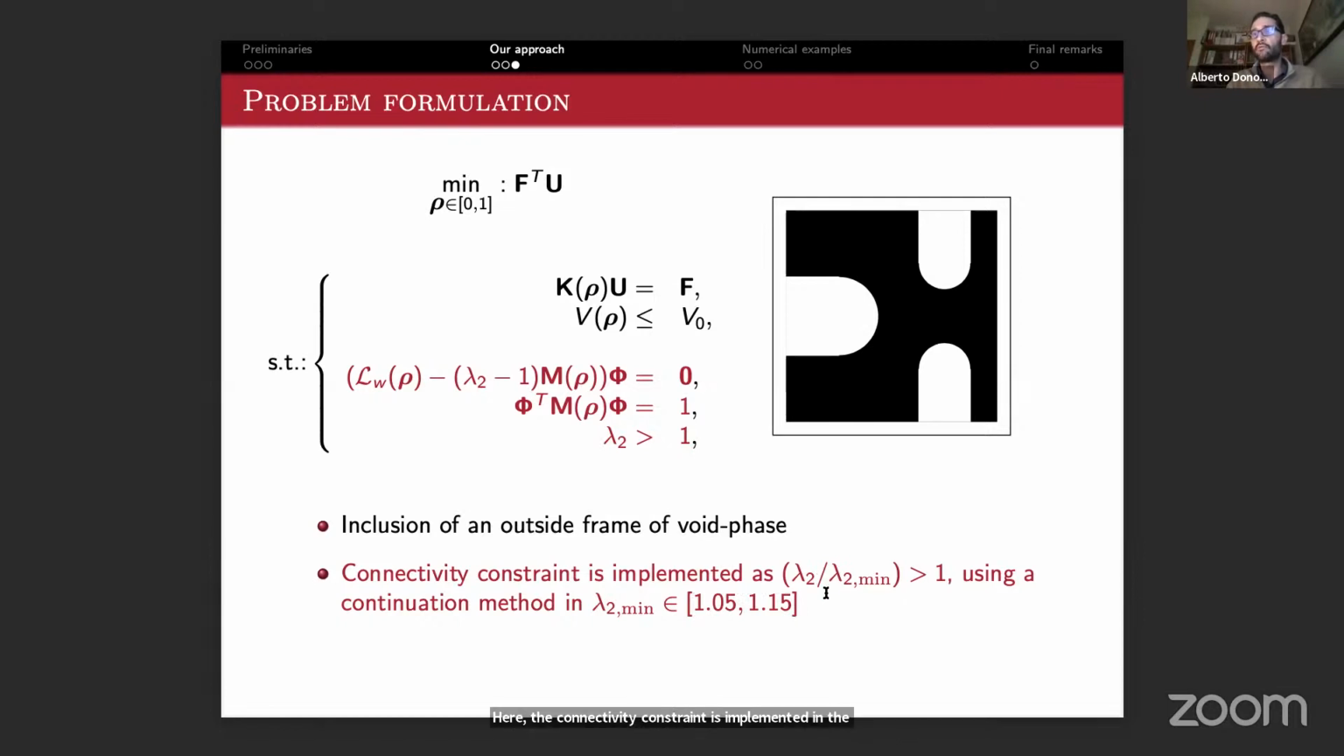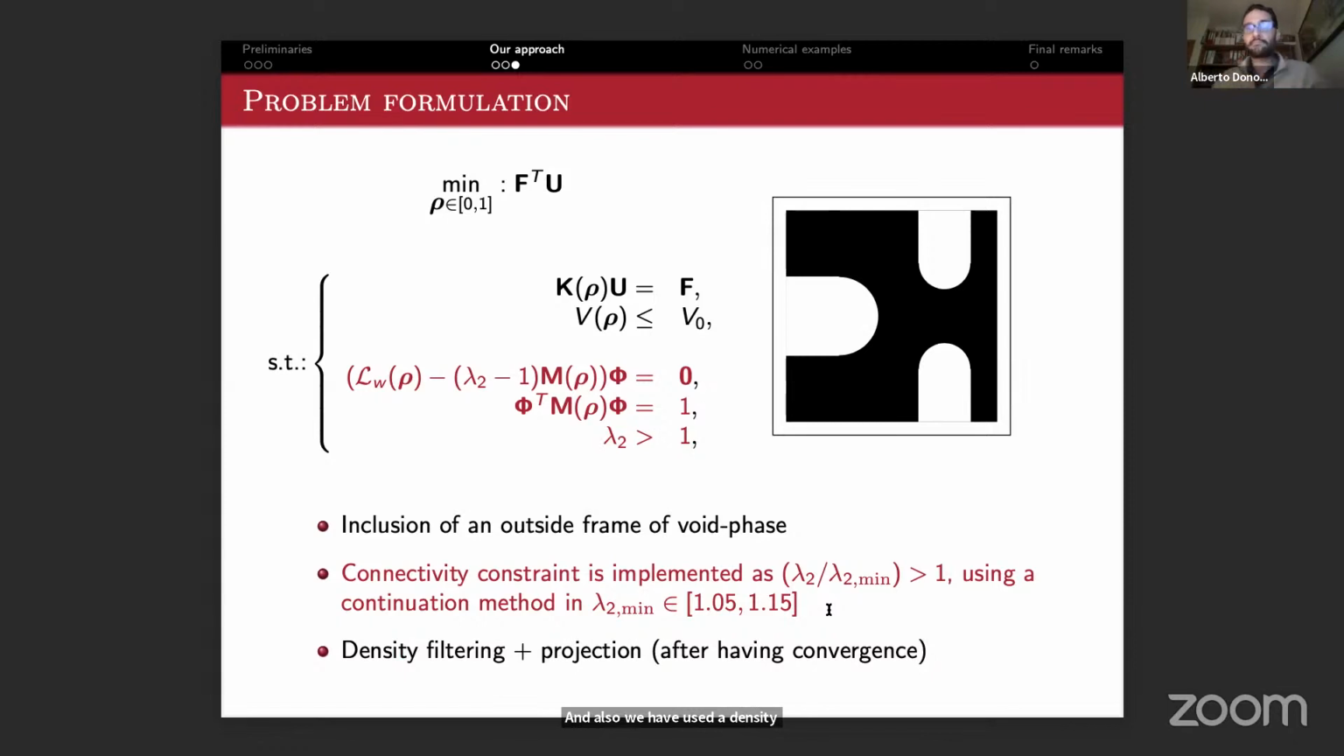We use a lower bound lambda2 min that varies in a continuous way using a typical continuation strategy between 1.05 and 1.15, and we also decide to normalize the constraints to 1 because we think that is more stable. And actually, this is what motivates us to use the shifting I mentioned before. And also, we have used a density filtering and a projection after having convergence.